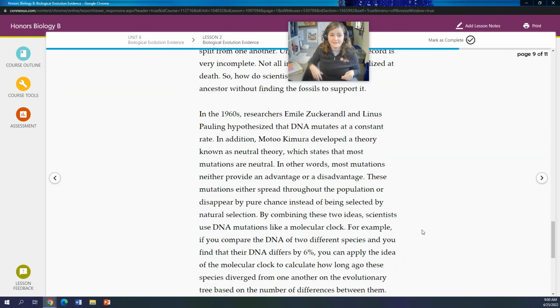So you can use the fossil evidence, you can use this molecular clock evidence as kind of a timeline to help us determine when this stuff happened in time. And it's pretty cool if you ask me.